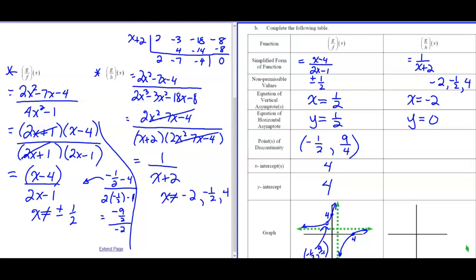Point or points of discontinuity, we have 2. So -1/2 for x, 4 for x. Okay, so you substitute those values in. So -1/2 here, plus 2 is 3 over 2. 1 divided by 3 over 2 is 2 over 3. 4 in there is 1/6.